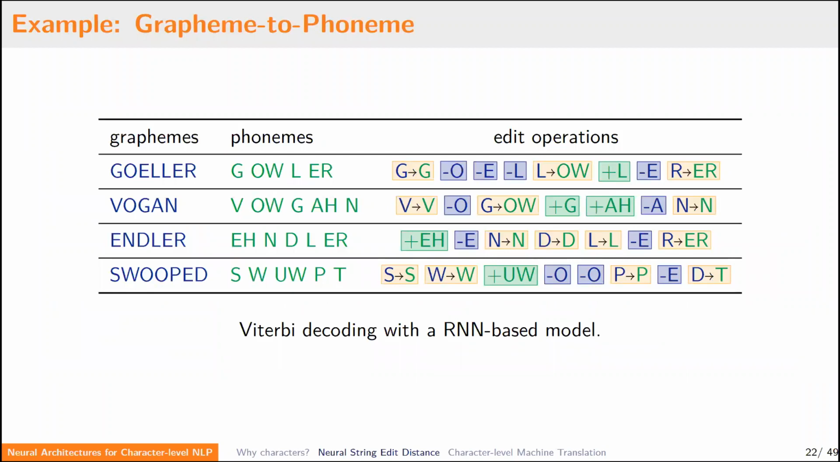If we look at how the alignment looks like, it can be like this with an RNN-based model. So what the model learns is that it is good in matching the consonants together, and the vowels are pretty much randomly inserted and deleted.